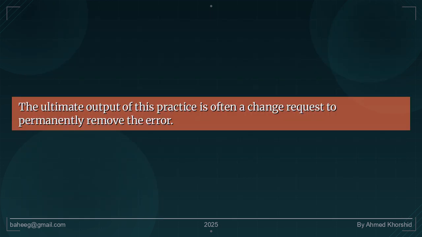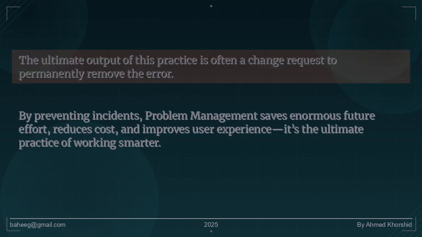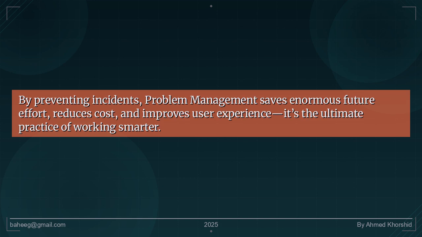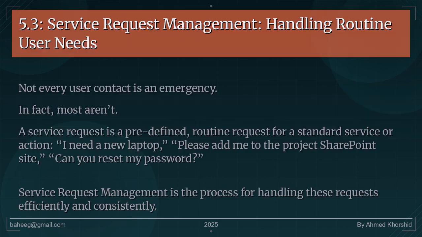The ultimate output of this practice is often a change request to permanently remove the error. By preventing incidents, problem management saves enormous future effort, reduces cost, and improves user experience. It's the ultimate practice of working smarter.